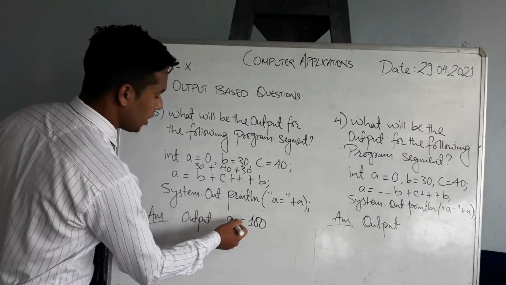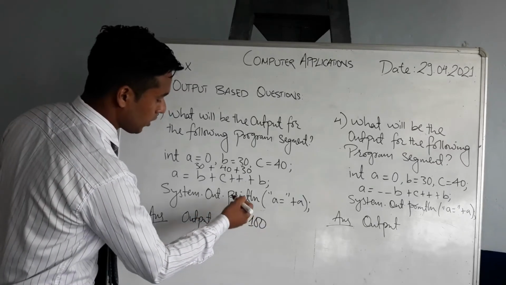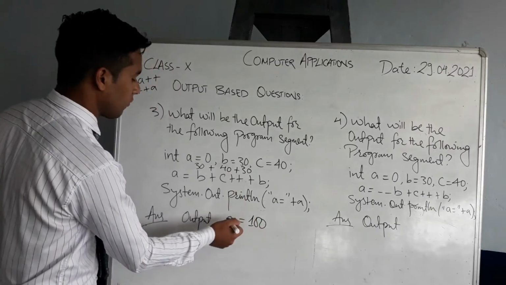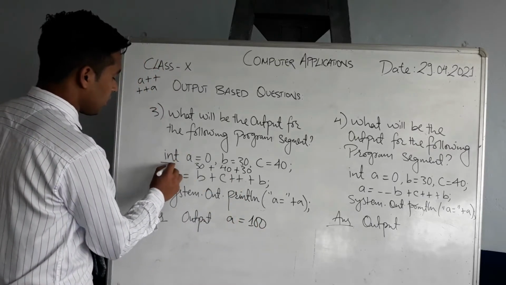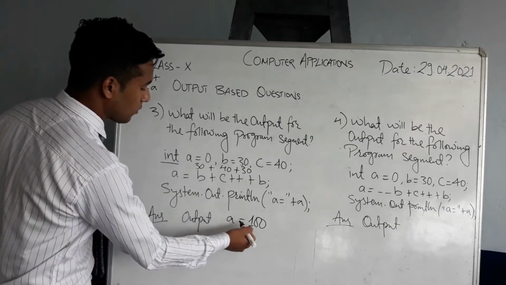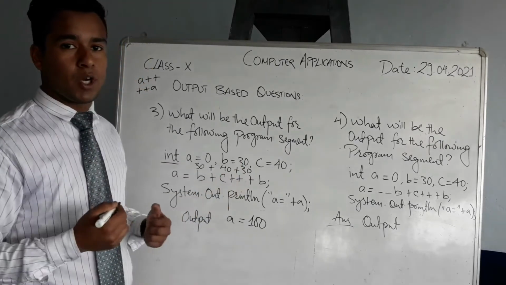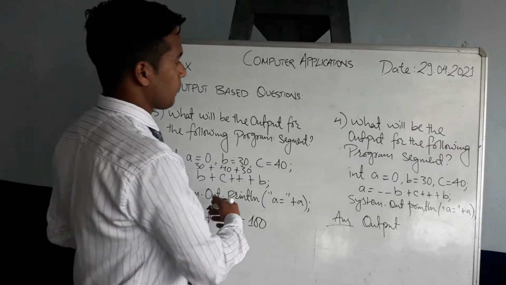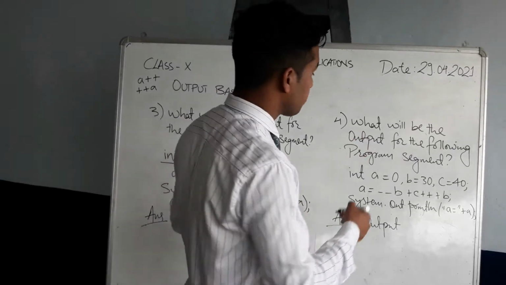Why I have written a equals 100, why I have mentioned the output in number form, is because the return type for the variable is given out here, which is in integer form. So my dear students, this is how we have to solve this sort of problems if they come during the examination time. So let us come to question number 4 now.